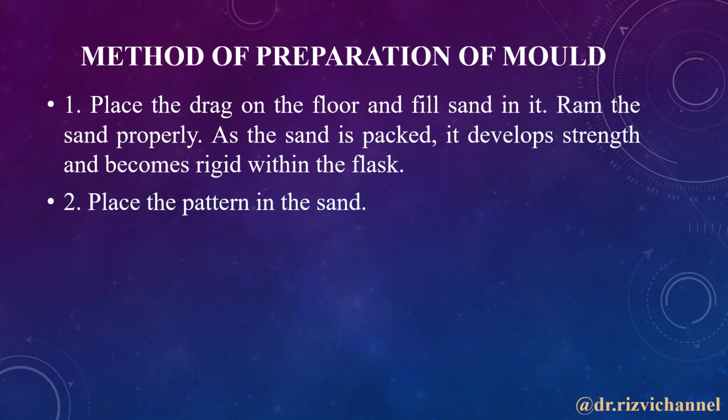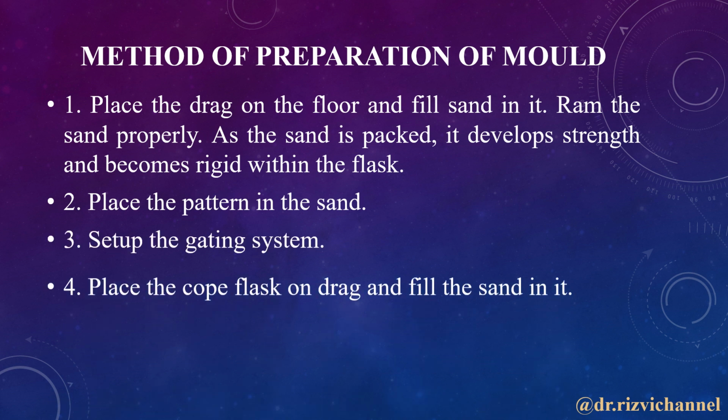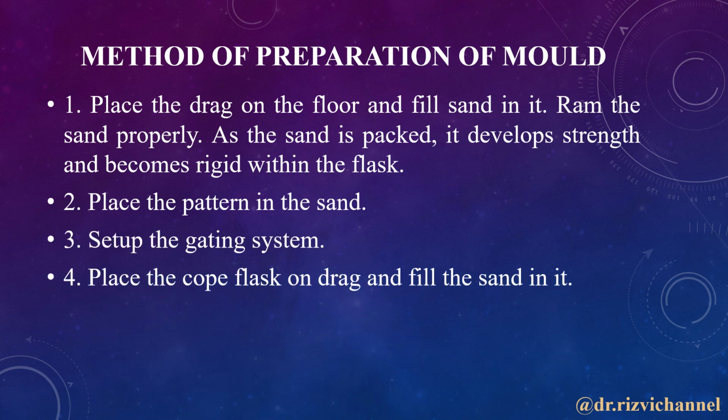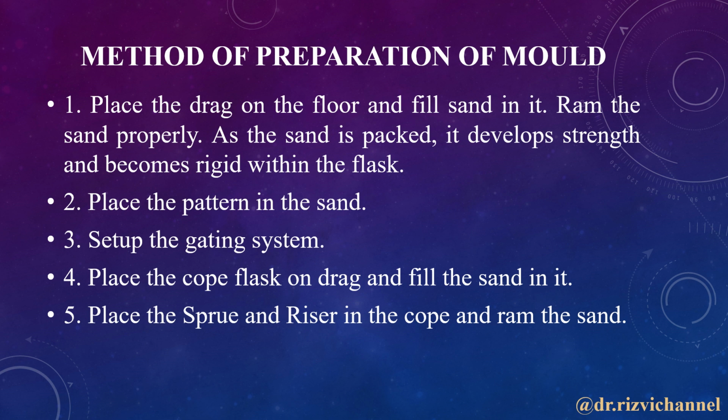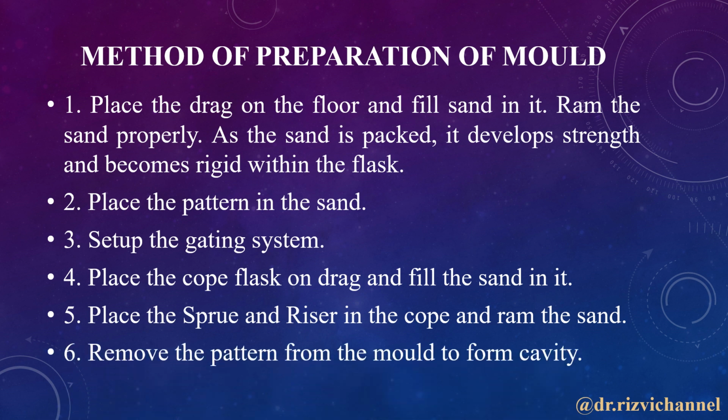The second step is to place the pattern so that its impression is taken on the sand. Next, we set up the gating system and we place the cope flask on the drag and fill it with sand, and then we place the sprue and riser in the cope and we ram the sand so that it gains strength and rigidity. Finally, we remove the pattern from the mold cavity and our mold is ready.